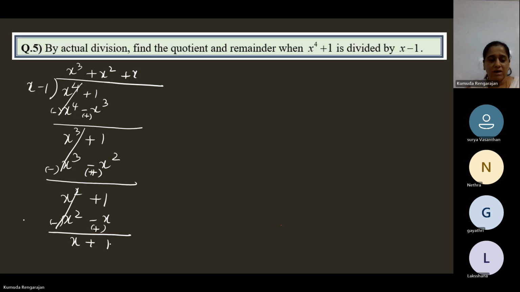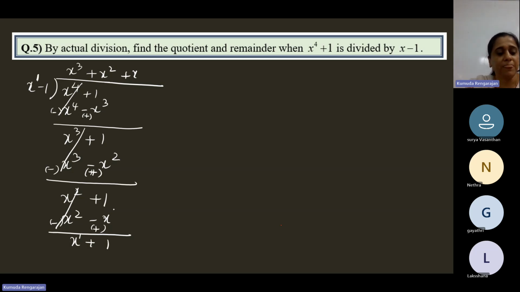Again, x by x, 1. See, now the degree is the same. What's the degree of the divisor? 1. What's the degree of the remainder? 1. They are equal. If they're equal, you should continue the division process. When should you stop? When the degree of the remainder goes less than the degree of the divisor. If it's equal, you should continue. Degree is 1 here, degree is 1 here also.